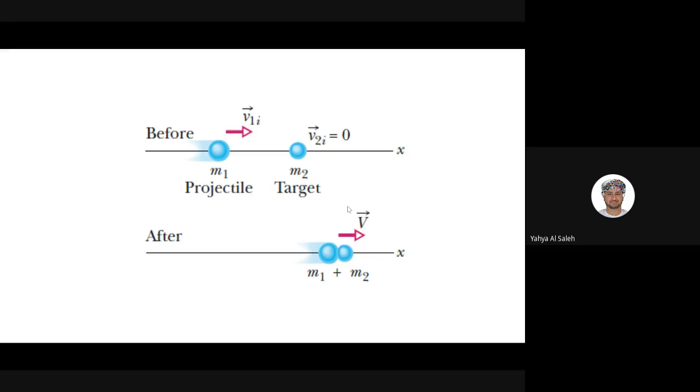Before, we had two masses and two different velocities. One of them was moving at some velocity, the other one was stationary. And afterwards, the two masses are now one mass together, and they have only one velocity together. So how would the equation be? We would end up with m1 v1 equals m1 plus m2 v.